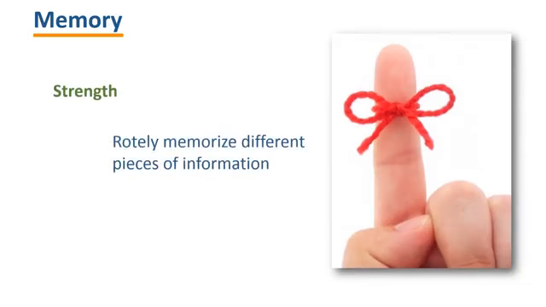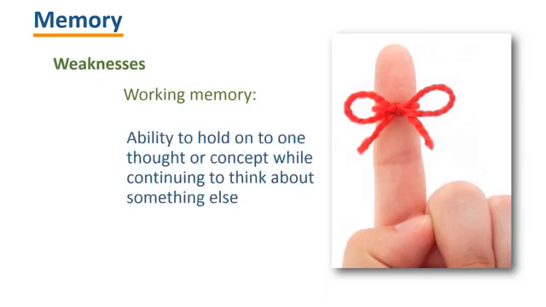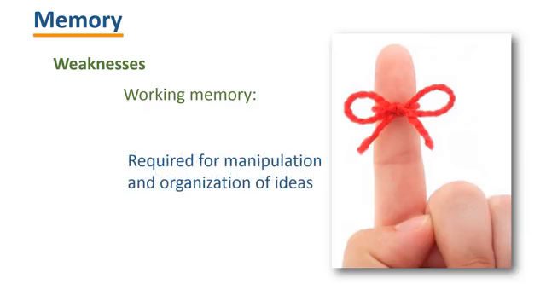The patterns of strength and weakness as they apply to memory include strengths in their ability to rotely memorize different pieces of information. The pattern of weakness is often in working memory. Working memory is the ability to hold onto one thought or concept while continuing to process or think about something else. It's required in the manipulation and organization of ideas.